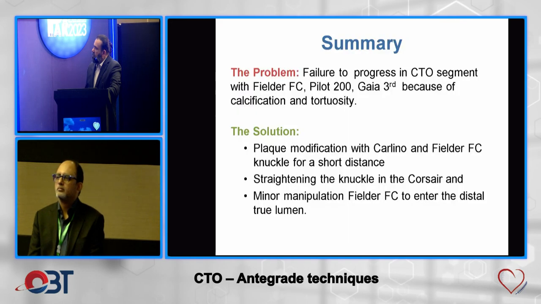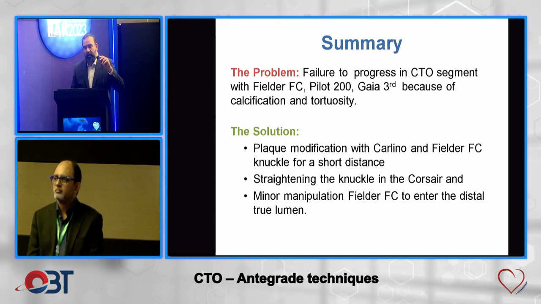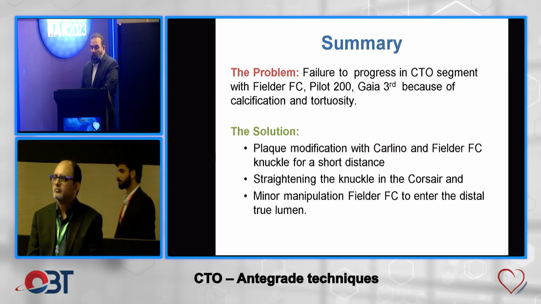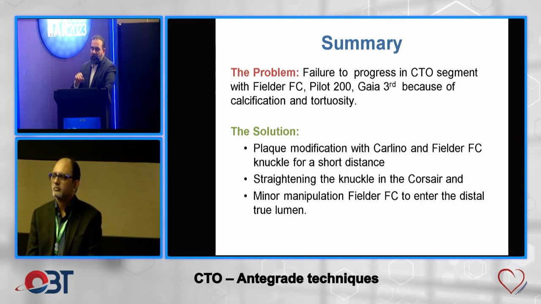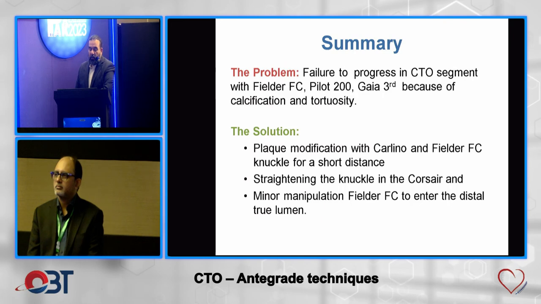Okay, so in the interest of time, I'll tell you that this was my analysis when Tariq bhai shared the case with me. The problem here was failure to progress in a CTO with the Fielder FC, and a Pilot 200 guy at third, because of calcification and tortuosity. In fact, this is Tariq Bhai's analysis. I just read the slide. So, what was his solution?